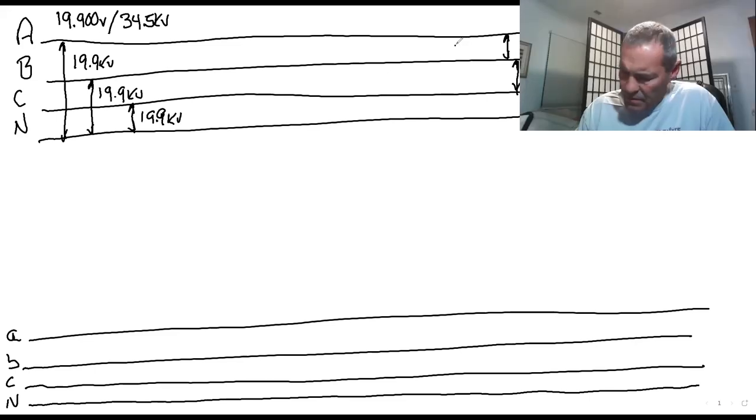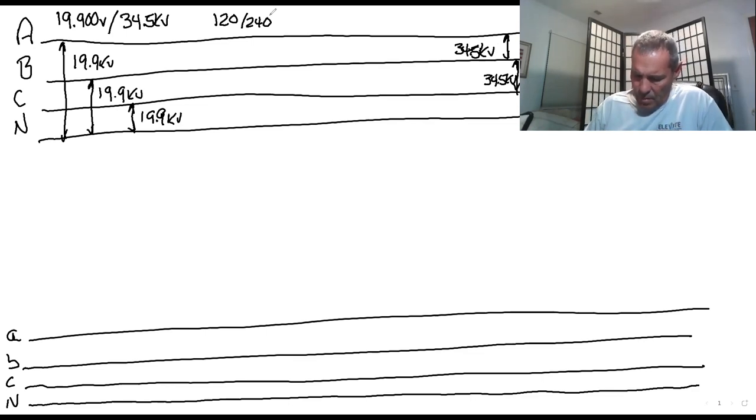And my phase to phase is 34.5 kV. 34.5 kV. And 34.5 kV. All right, secondary voltages says it's 120 to 240. Okay, so A to N, B to N, C to N, and A to B, B to C, A to C.